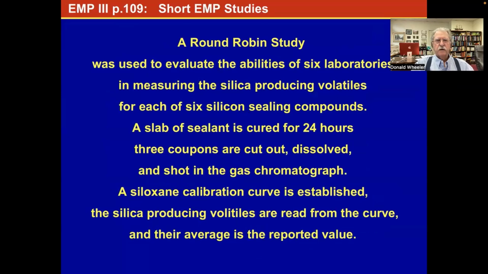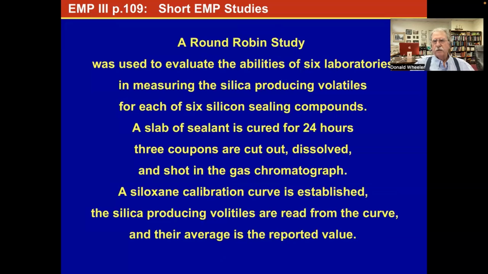Our next example will involve several short EMP studies. It's a round-robin study that was used to evaluate the abilities of 6 laboratories in measuring the silica-producing volatiles for each of 6 silicon sealing compounds. These compounds are the sealants used in place of gaskets in your automotive engines.